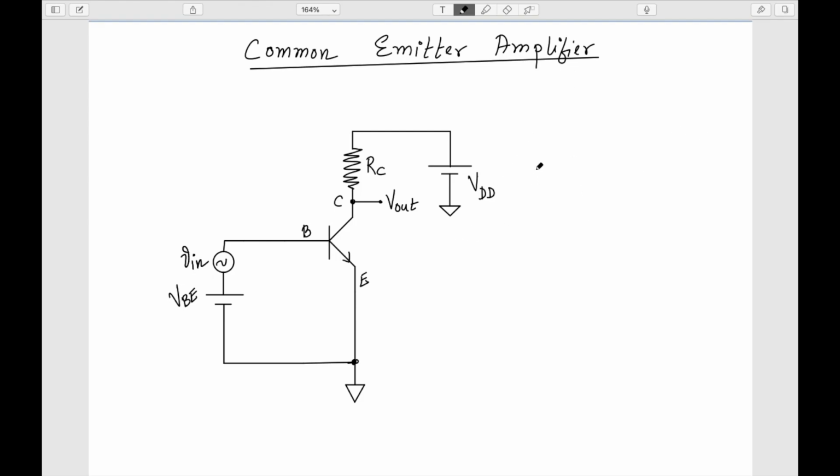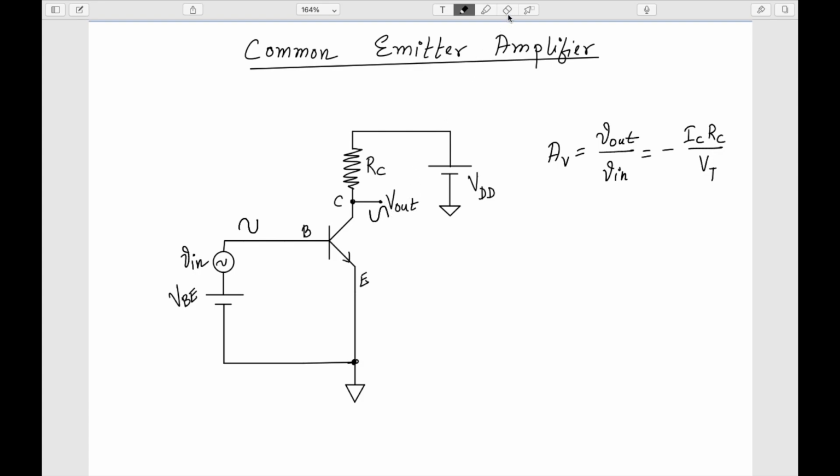As discussed in the previous discussion, the gain of this amplifier A_V is basically V out by V in, and it is equal to minus IC RC by VT. Of course, we don't have to remember this formula. We just need to understand how it works, and we can always derive this. The important thing here is that this negative term indicates that there is a change in phase from the base to the collector. That means if I'm applying a sine wave, something like this, I can see a 180-degree change in the phase.